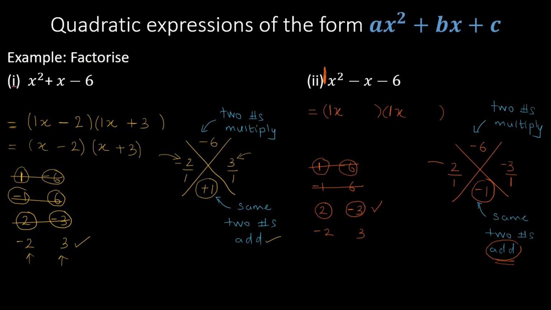Now we consider the numerators. The first numerator is positive 2. We write down positive 2 in the first pair of brackets. The second numerator is negative 3. You write down negative 3 in the second pair of brackets. So we are almost done. As you know, 1x is simply x. We write down x plus 2, and again 1x in the second pair of brackets is simply x. So the answer is x plus 2 into x minus 3.